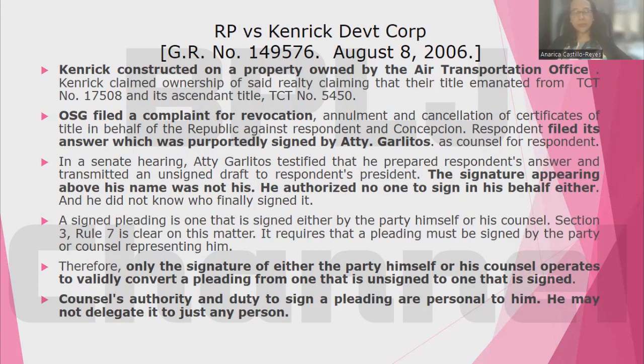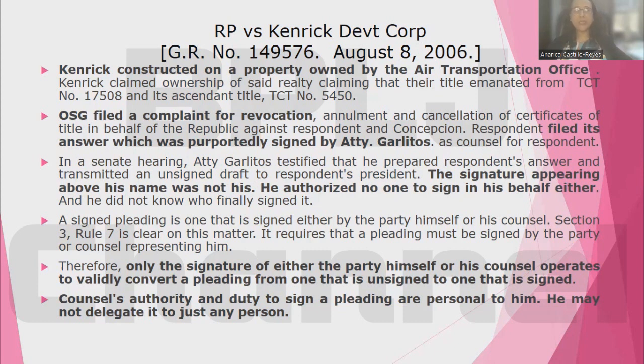Now, Attorney Garlitos testified that he prepared the respondent's answer and transmitted an unsigned draft to the president. The signature appearing above his name was not his. So the counsel denied that he signed the said pleading. He authorized no one to sign in his behalf either.